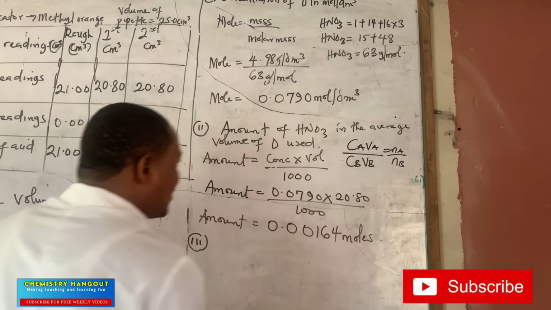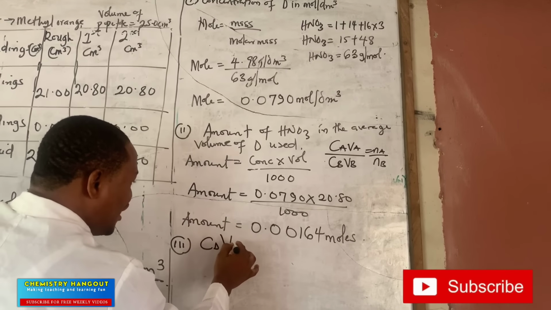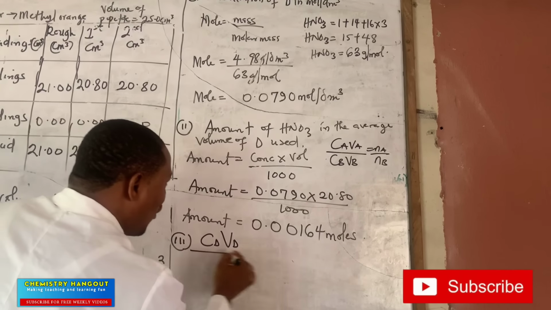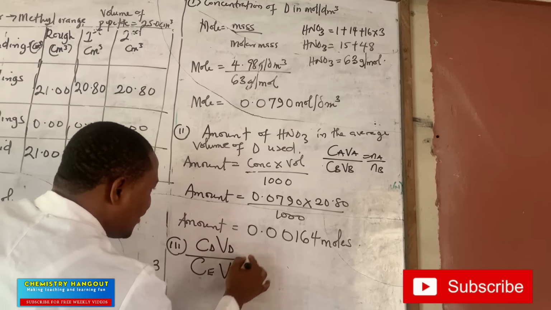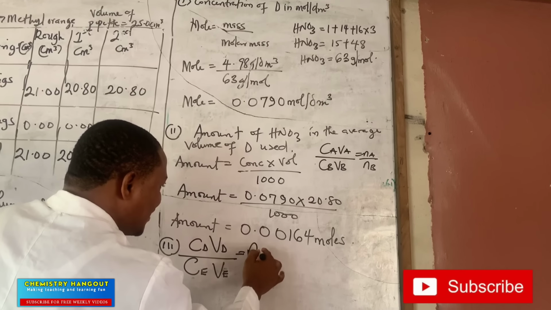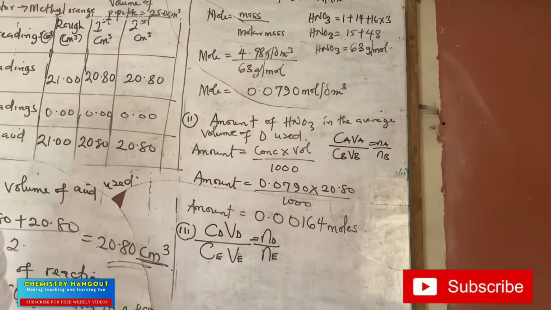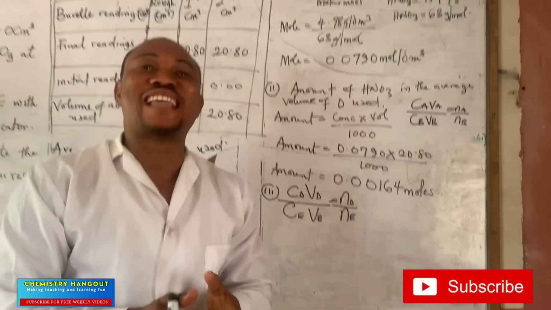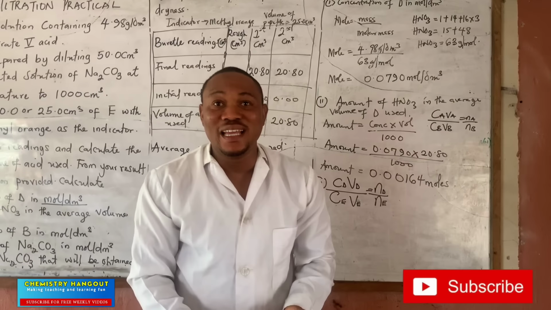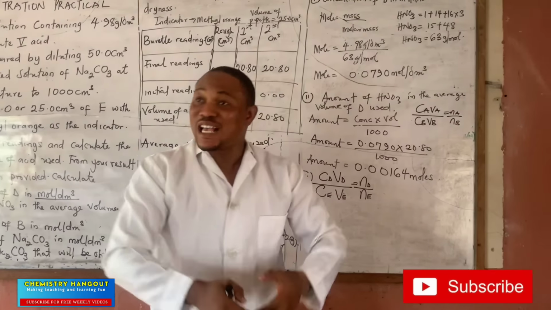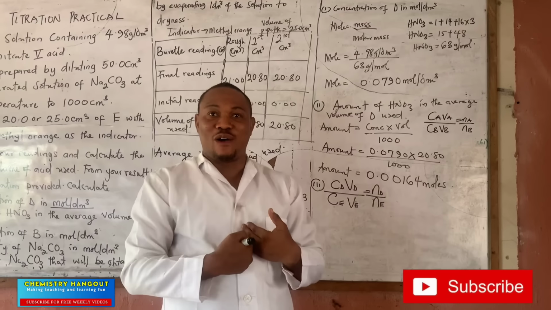So we change this to be CD VD over CE VE equals ND over NE. Please understand chemistry. That's why it's not stereotype. It's not stereotype. It's the question that will determine what you will do. That's what we do. It's the question that will determine what I will do. When I see the question, then I will know what I will do.